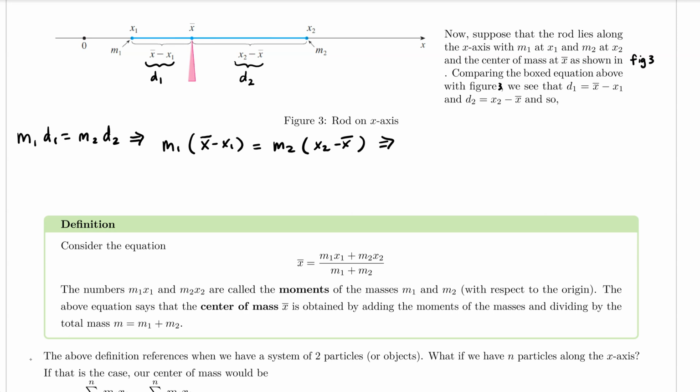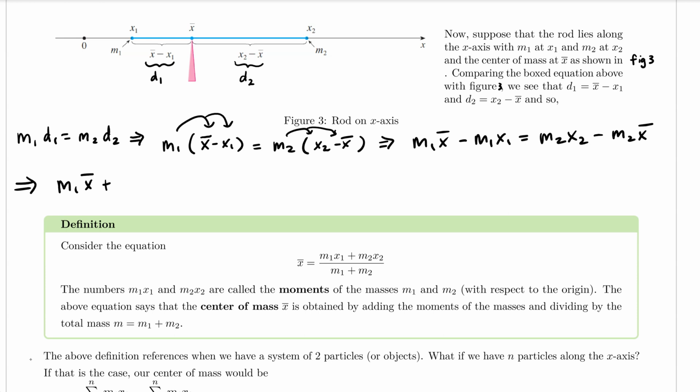So in my next step, I'm going to distribute these m values in. And so we get m1 x bar minus m1 x1 is equal to m2 x2 minus m2 x bar. And now everything that has an x bar in it, I'm going to move to the left-hand side of the equation, and then everything that does not have an x bar in it, I will move to the right-hand side.